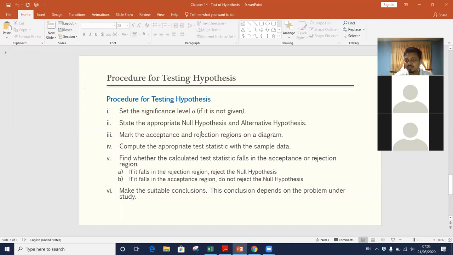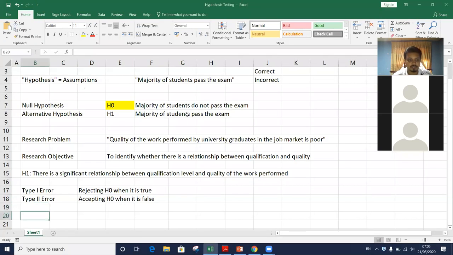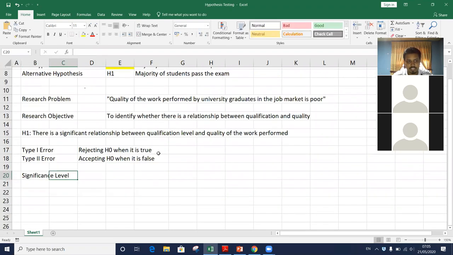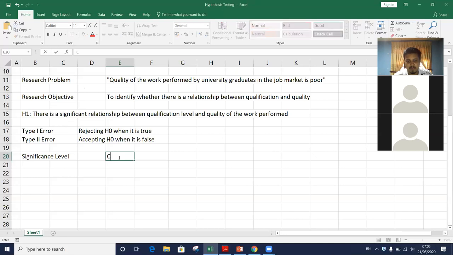Usually in our problems the level of significance is given, right? Significance level. You have heard its opposite term, what is it? Confidence interval, right? When the z value is in between plus or minus 1.96, what is the confidence interval? Confidence interval is 95%, right? If the confidence interval is 95%, what will the significance level be? It is 5%, right? If the confidence interval is 99%, what should be the significance level? It is 1%, right?